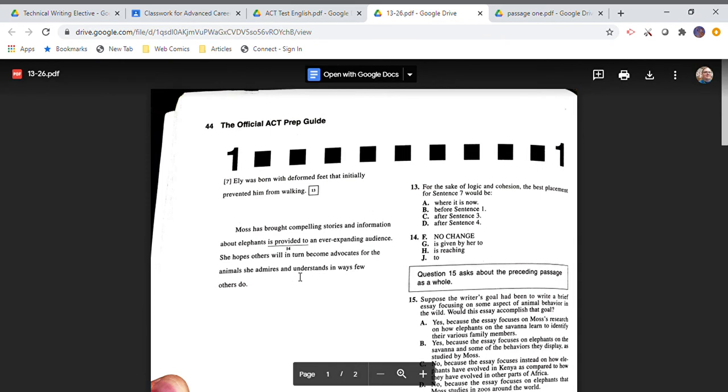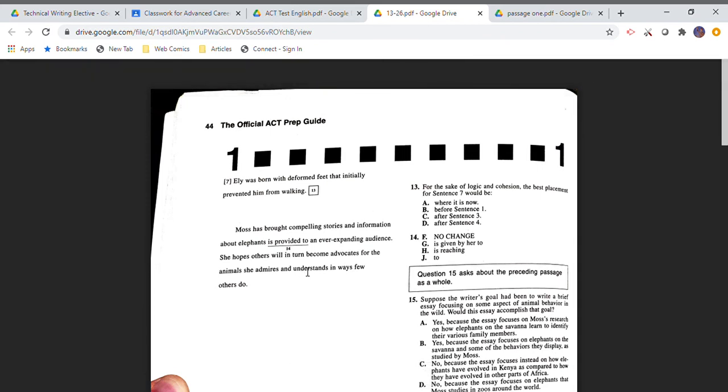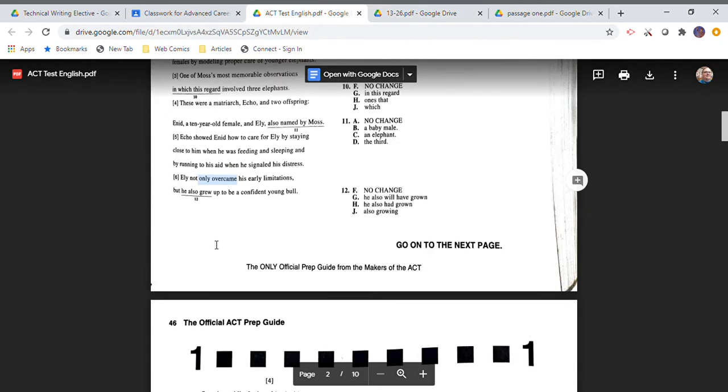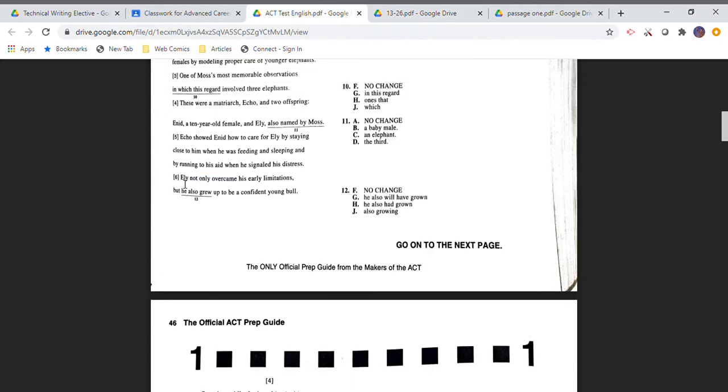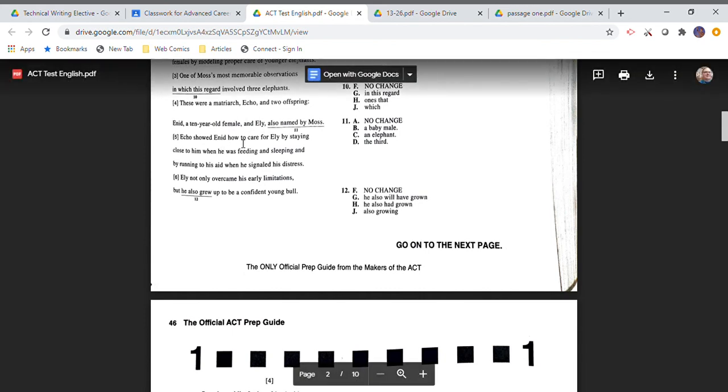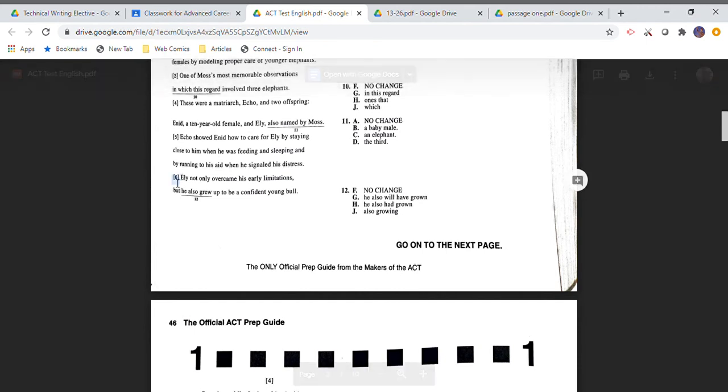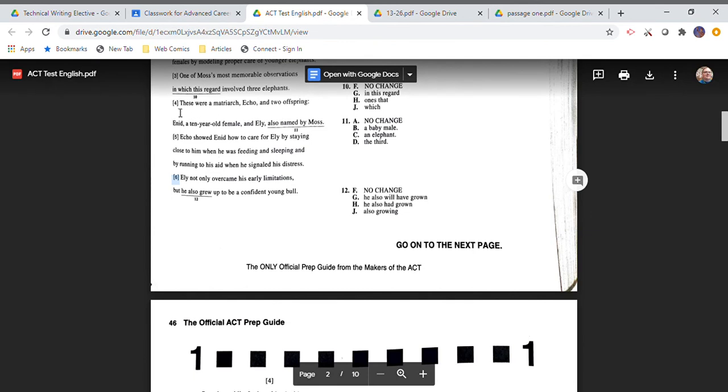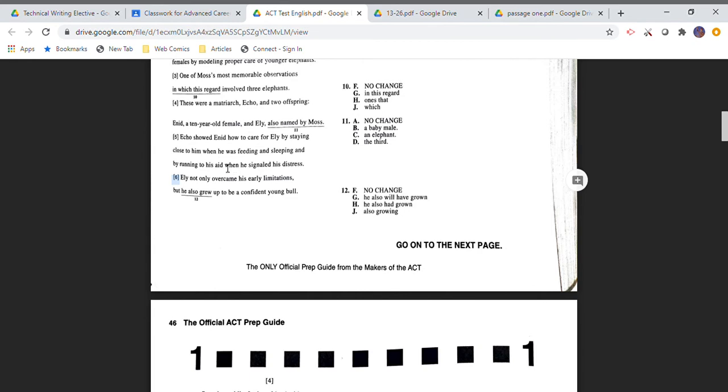Here we go. "Eli was born with deformed feet that initially prevented him from walking." For the sake of logic and cohesion, the best place for sentence 7 would be, alright, so this was a bit of, here it says he overcame his early limitations, right? But none of these sentences introduced him having limitations. So it's got to come before sentence 6. Where could it go? Eli's not introduced until sentence 4. Right here. So "Enid, a 10-year-old female, and Eli, a baby male." "Echo showed Enid how to care for Eli by staying close to him."